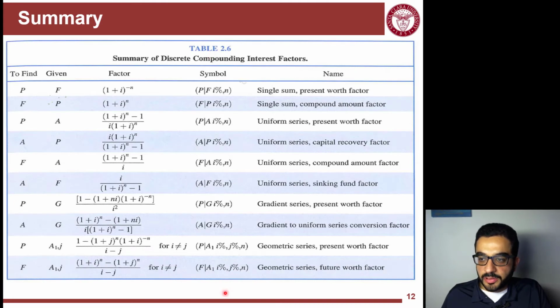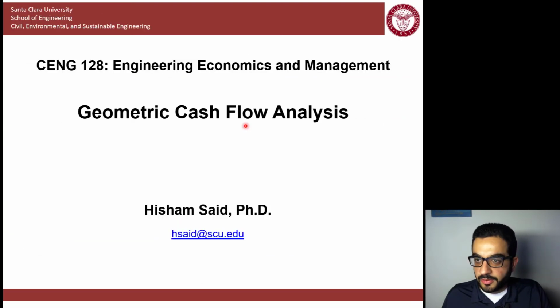So that's a summary at the end of this lesson, a four-video-part lesson. This table summarizes all the factors we covered to analyze the different types of cash flow: single sum, uniform series, gradient, and geometric. Thanks for watching and enjoy your time.